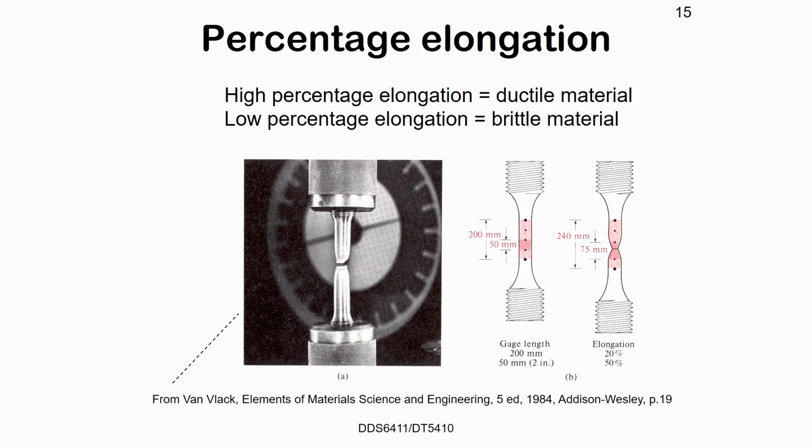Because under plastic deformation, volume is conserved. So when you increase the dimension in one direction, you're going to have to reduce dimension in the other direction. So that's why you get thinner sections.